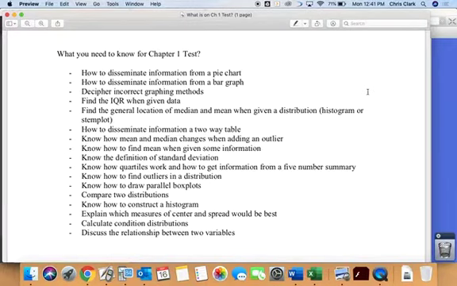Hey guys, this is going to be part one of the two-part review for chapter one. The first thing I'm going to talk to you guys about is what you need to know for the chapter one test. I'm going to share this document here with you, the information that you need, so you guys have that. If you have any questions after you watch this podcast or the next one, or for anything for the test, just please let me know.